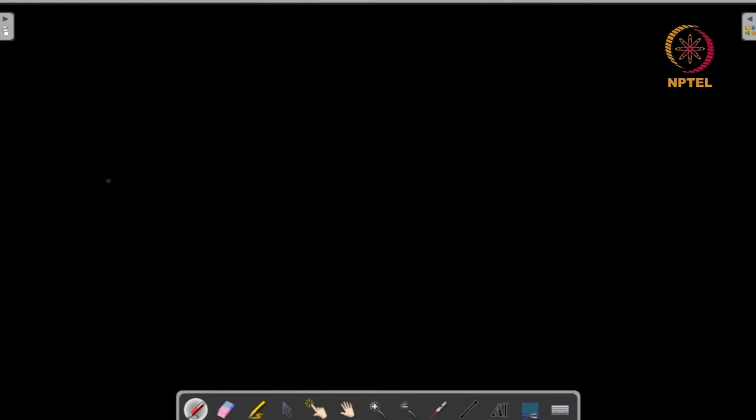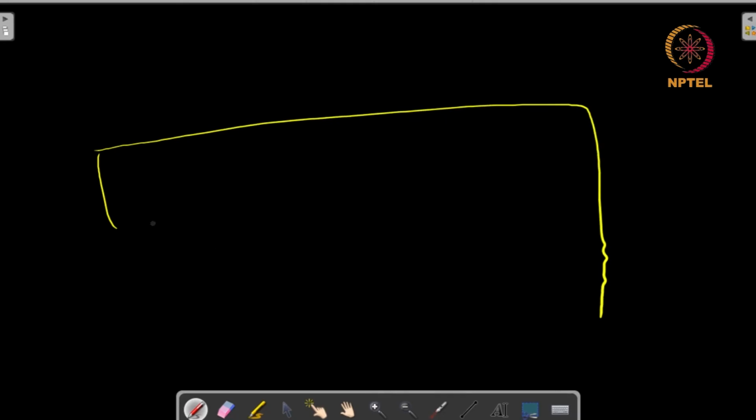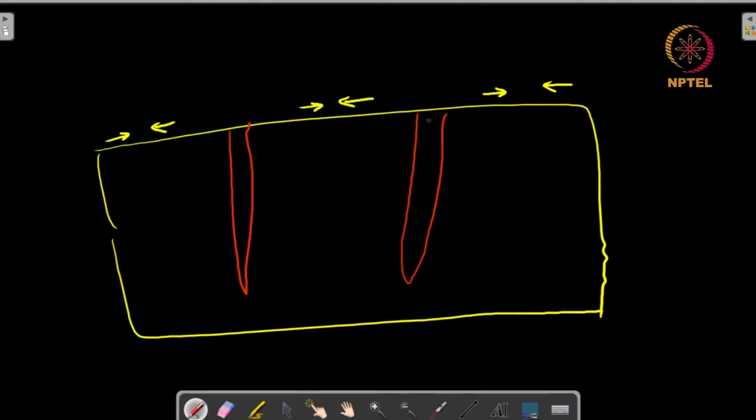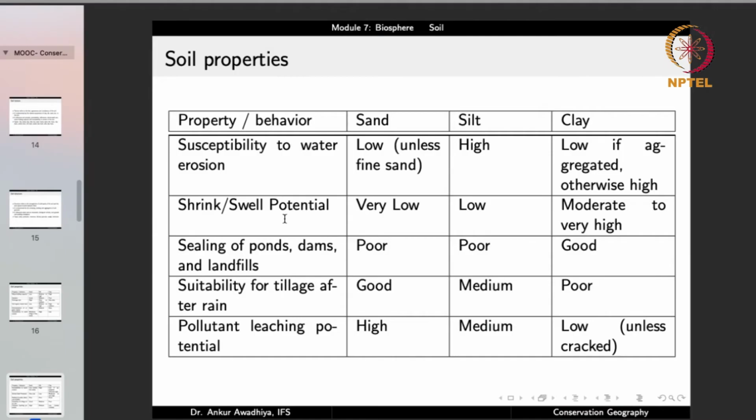That is, in the summer season, if you look at the clay, when it dries, it will shrink. So when it shrinks, different portions are moving towards each other. When that happens, the regions in between develop cracks. And through these cracks, air can reach inside. So the cracks play a very important role to aerate the soil. So the shrink and swell potential is moderate to very high in the case of clay, low in the case of silt, and sand hardly has any shrink and swelling potential.